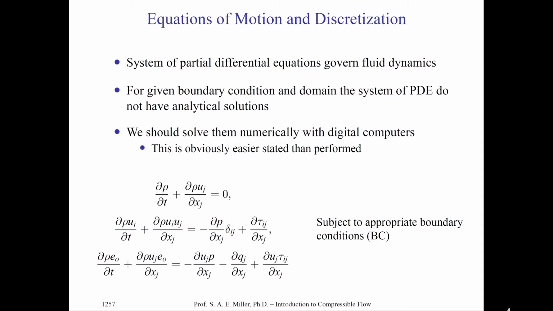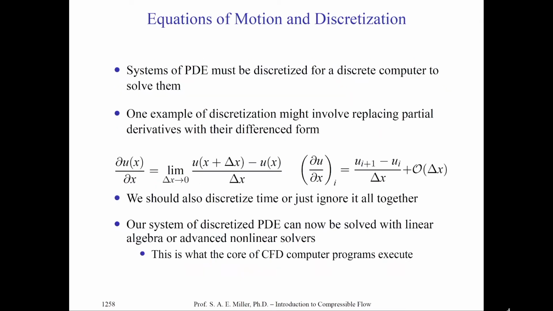We solve them on digital computers, and of course we have to take this set of equations and discretize it onto a computational domain. This is obviously easier stated than performed in practice, and deals with a great amount of work. Now, the systems of PDE are written in continuum fashion, and we would need to discretize them to be solved on a discrete computer.